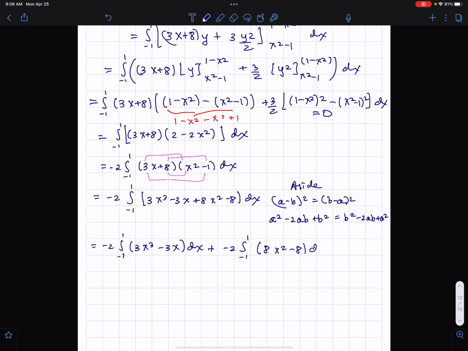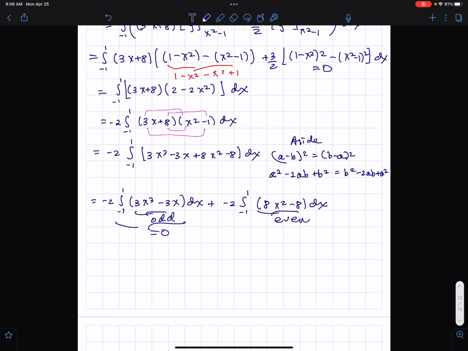Odds will cancel out, right? It's from -1 to 1, so this is odd. So this whole thing is equal to 0. And this is even. You don't have to do that, but it's a little shortcut which I like. So I can take this and multiply by 2 and go from 0 to 1 of 8x squared minus 8. How do I know that this is odd?